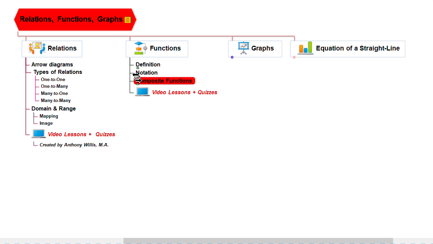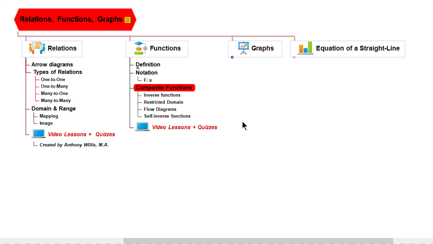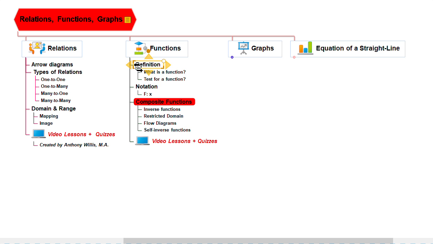and we expand that to show you the different parts of that. Now you can probably see clearly that it's definitions. What is a function? Test for a function. Function notation. Many students fail to understand function notation, so when they come across a problem related to functions, they're baffled, they struggle with it. You need to understand functional notation.